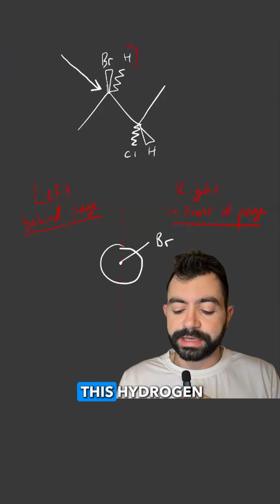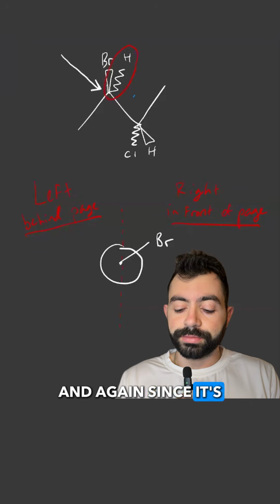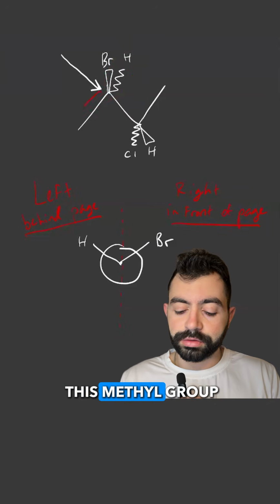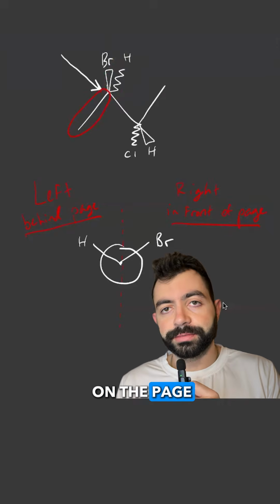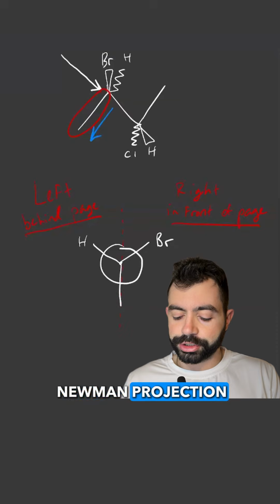Now let's focus on this hydrogen, which is drawn on a dash, so it's going to be on the left side. And again, since it's being drawn up, it's going to be found on the top left. And lastly, we have this methyl group, which is drawn flat on the page. And since it's being drawn down, we just draw it straight down on our Newman projection, just like that.